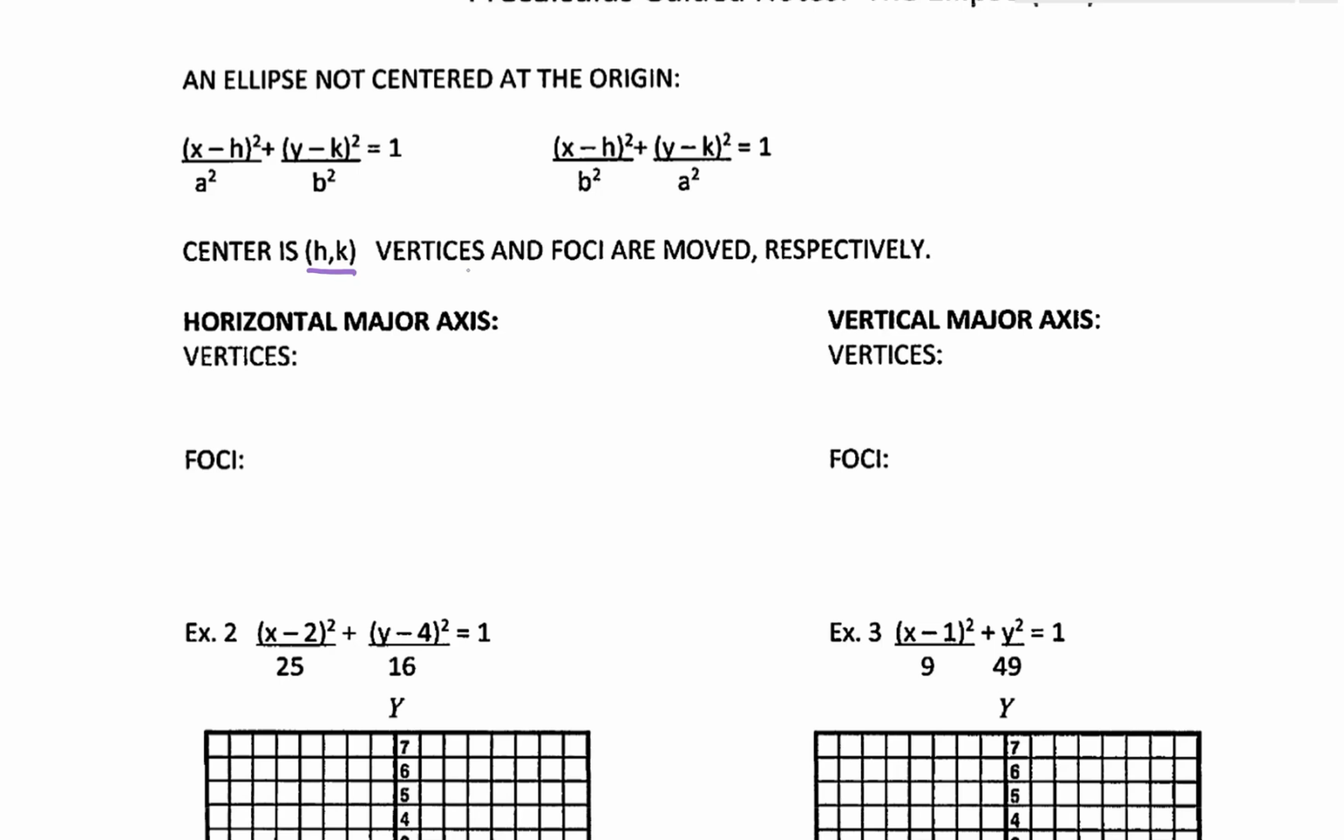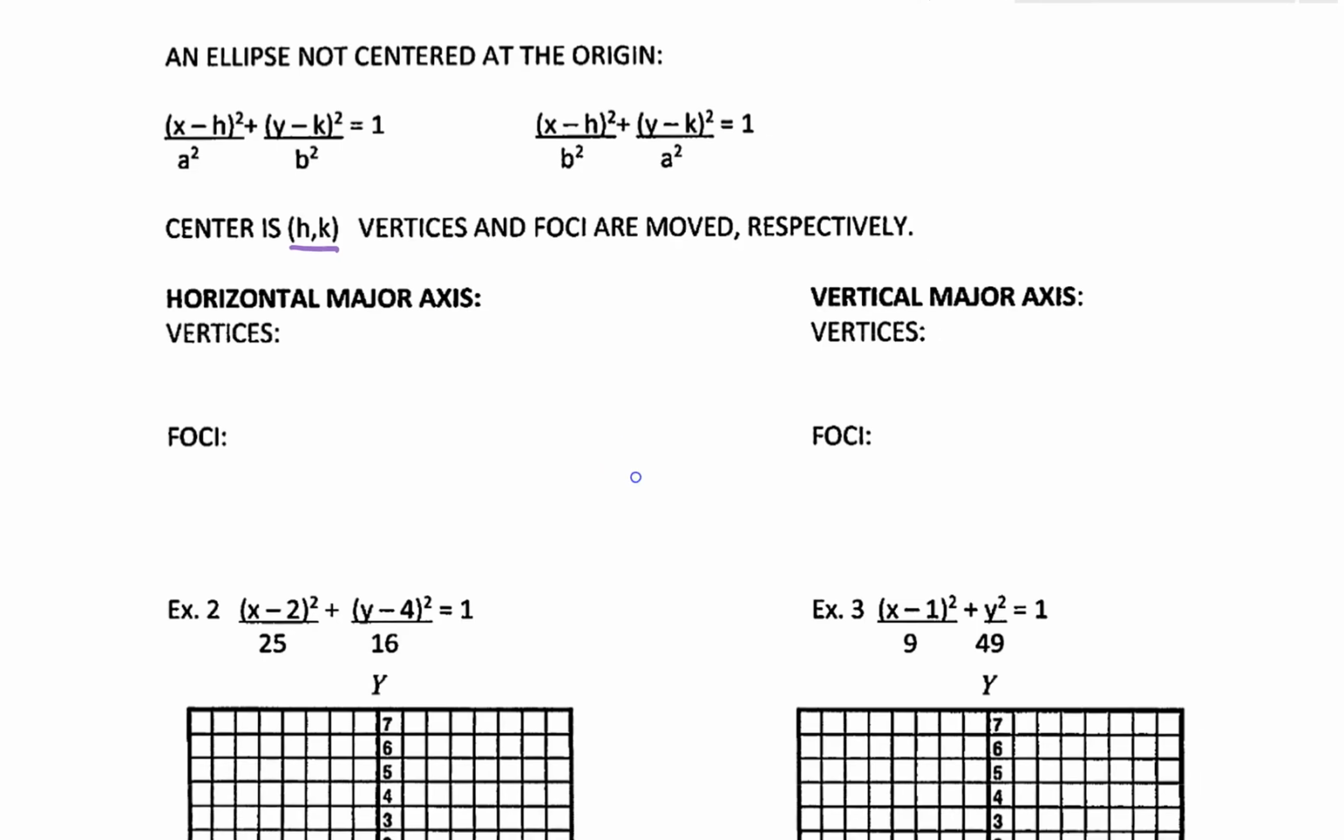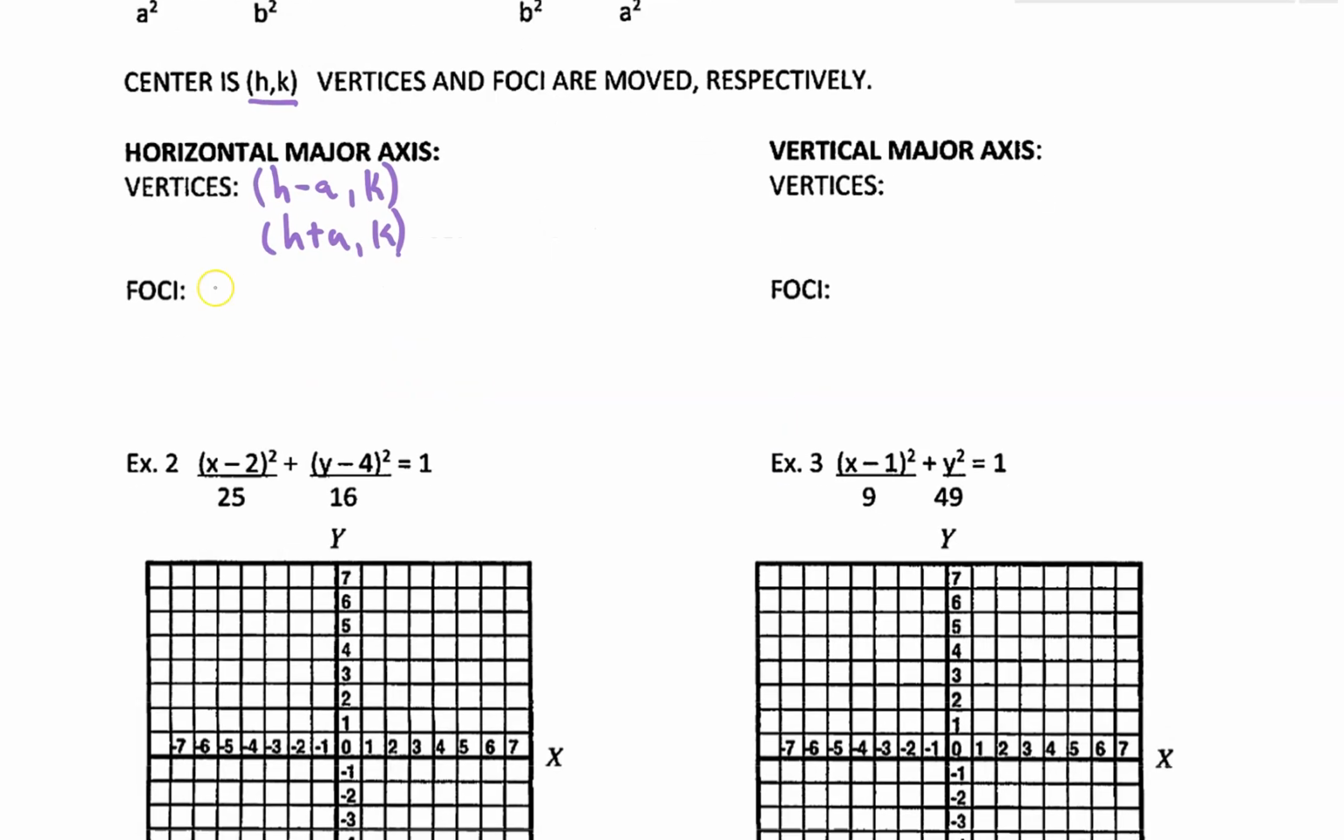If we think about this in terms of how we're moving, the k value is just up or down. But then to find the vertices, we're going to have to shift our h value. So for the vertices, we would have h minus a, comma k, or h plus a, comma k. That would find you your vertices. The same would happen with your foci. You would have h minus c, comma k, and h plus c, comma k. Those would give you your foci, if your major axis is horizontal, because your x is what you would base that off of.